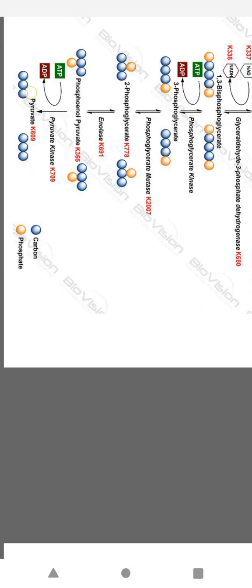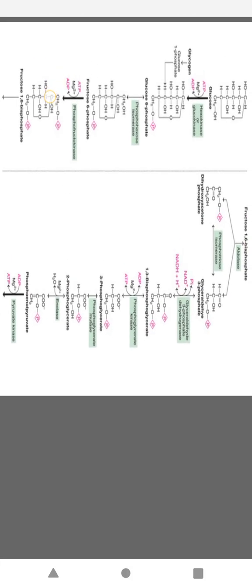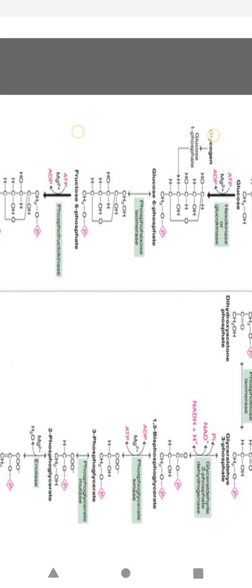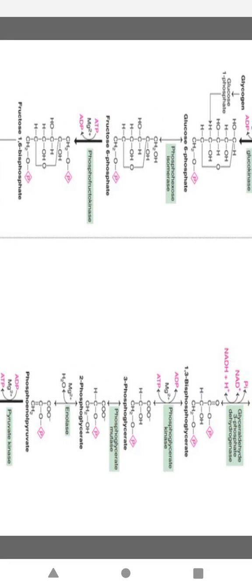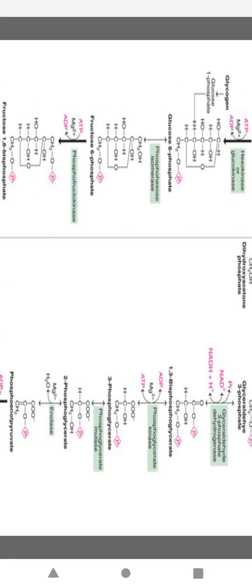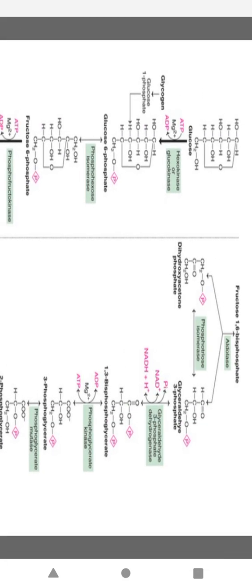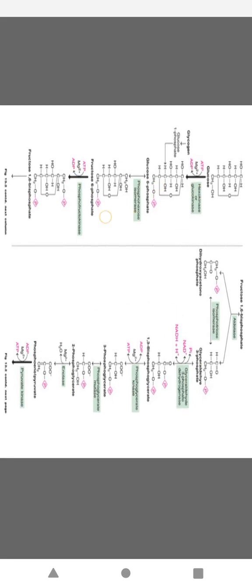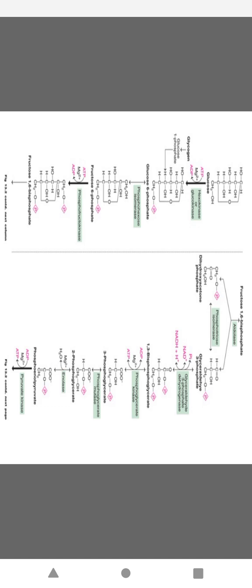But in anaerobic glycolysis, the lactate dehydrogenase enzyme reduces the pyruvate and produces lactate. So this is the final product of anaerobic glycolysis.